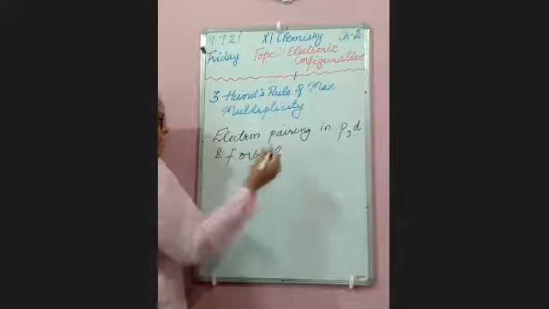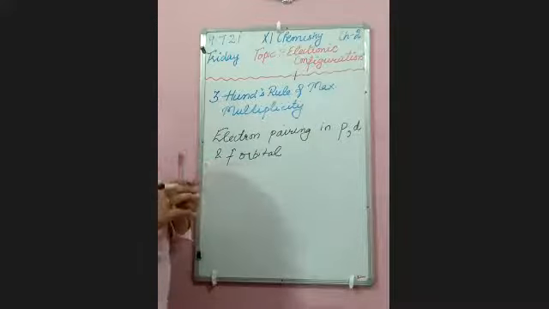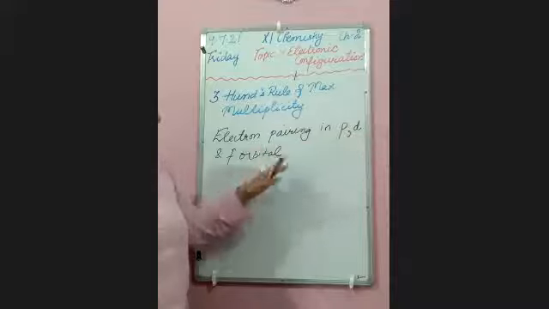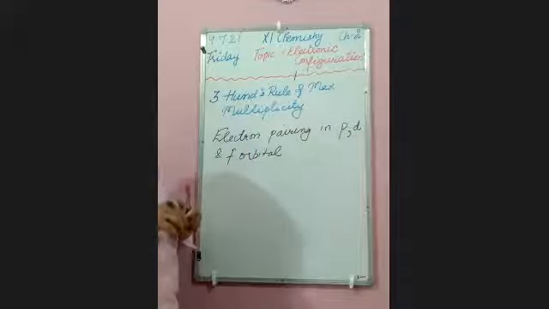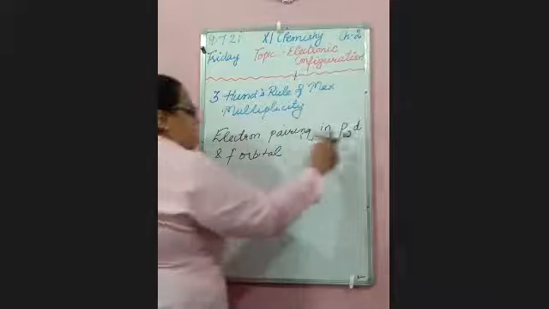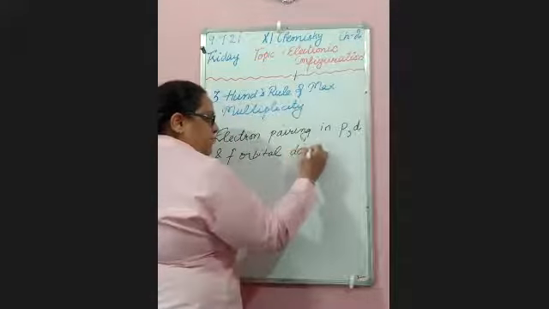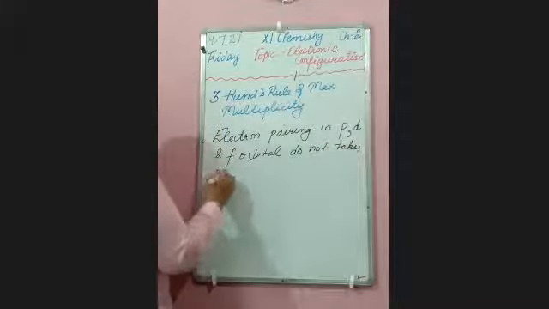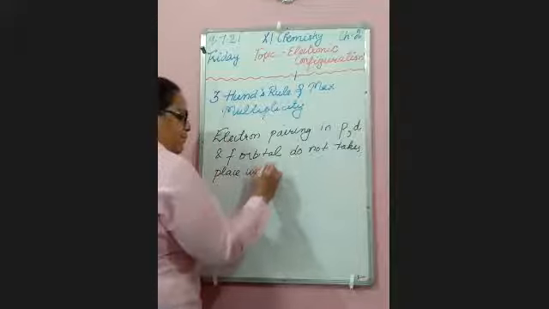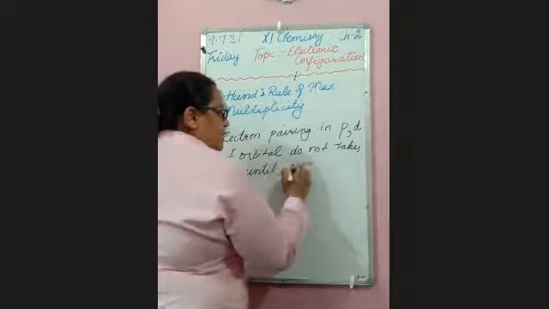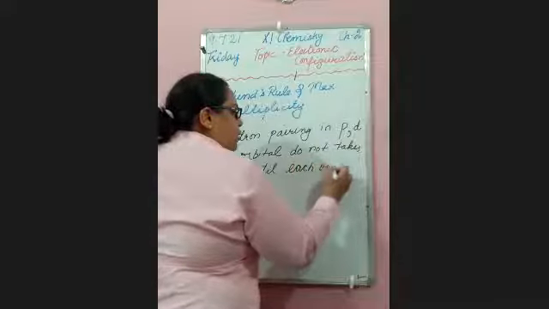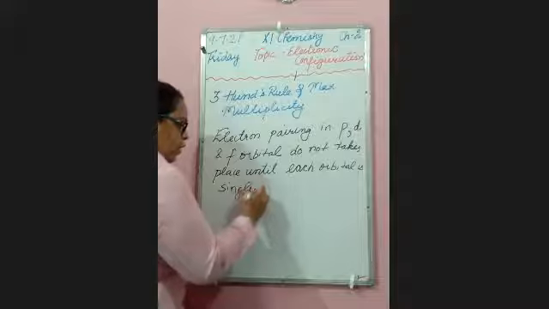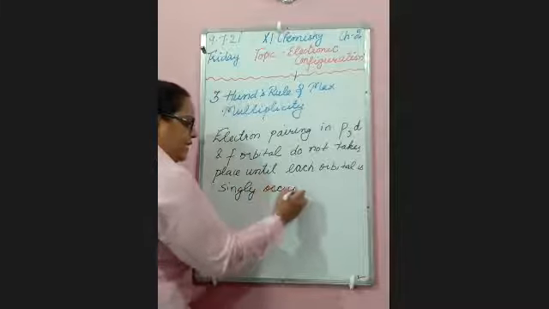Why not s? Because s has a single orbital, p has 3 orbitals, d has 5 orbitals, and f has 7 orbitals. So electron pairing in p, d and f orbitals does not take place until each orbital is singly occupied. What does it mean?